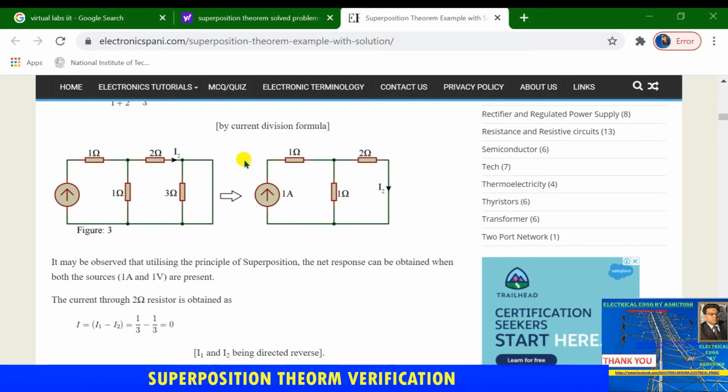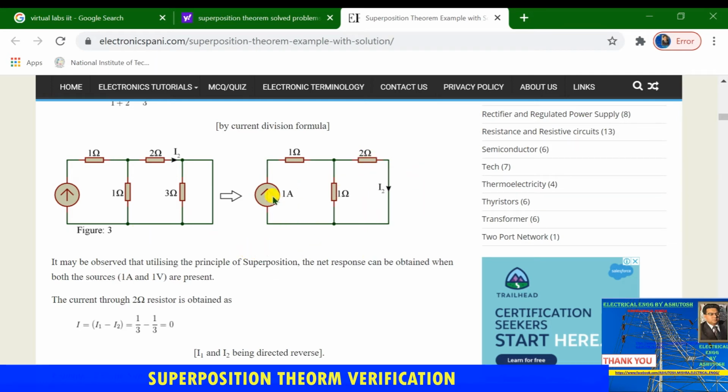As you can see in this diagram, 1 ampere current is flowing. It is flowing through the 1 ohm branch and 2 ohm branch, and no current will flow through this 3 ohm branch because it is just across this short circuited path. So we have to find out the value of I2, the current flowing in this branch. So we have to use the current division formula.